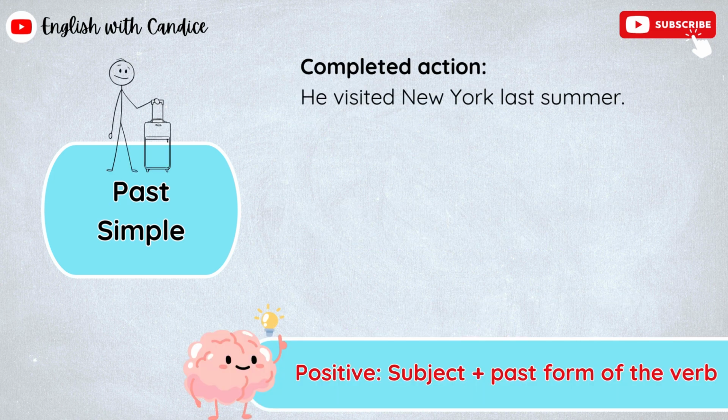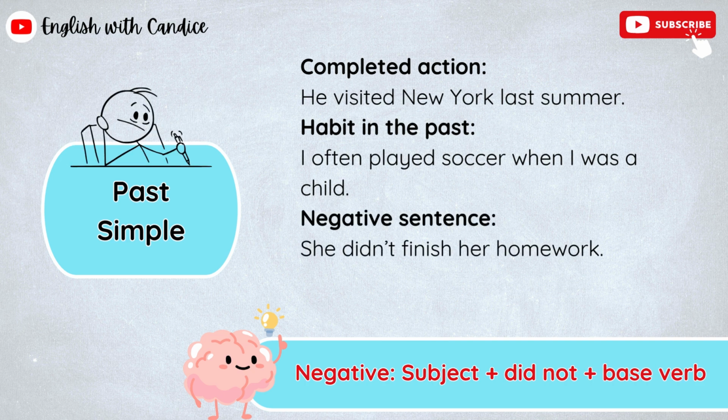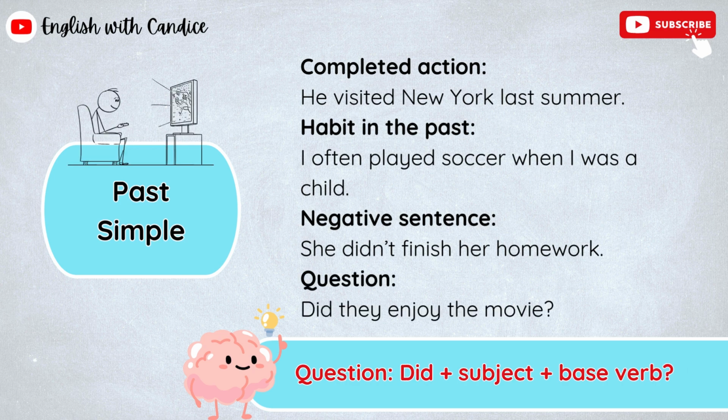Here are some examples. He visited New York last summer. This is a completed action. I often played soccer when I was a child. This is a habit in the past. For negatives, she didn't finish her homework. And for questions, did they enjoy the movie? The past simple is the go-to tense for talking about things that happened and ended in the past.